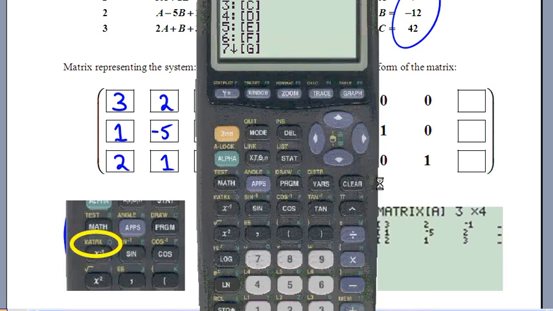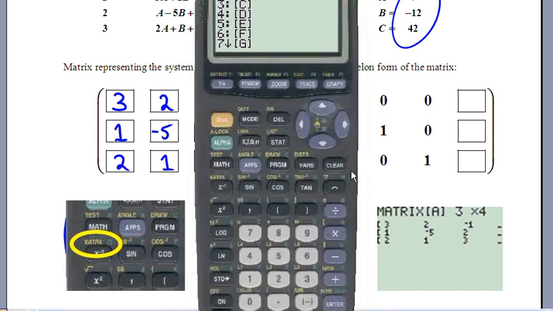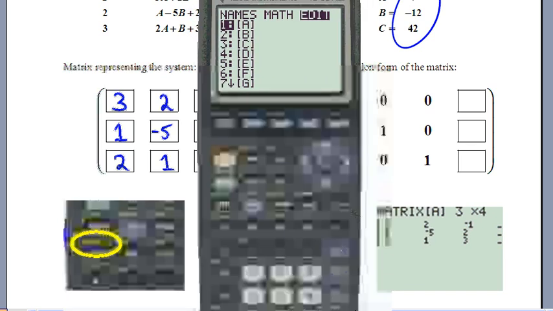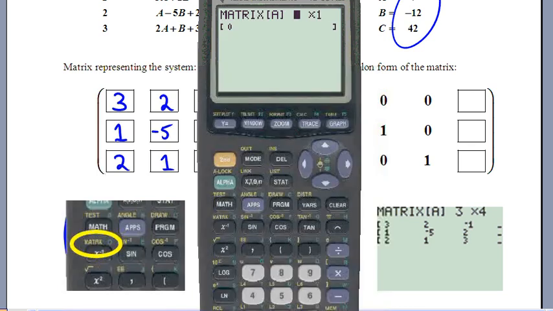So when I go and hit enter on this, it says, okay, well, how big do you want this matrix to be? And if you've already got a matrix in your calculator, you can resize it right here. Well, I'm going to type in a 3 for 3 rows, and then I just hit enter. And then a 4 for 4 columns.